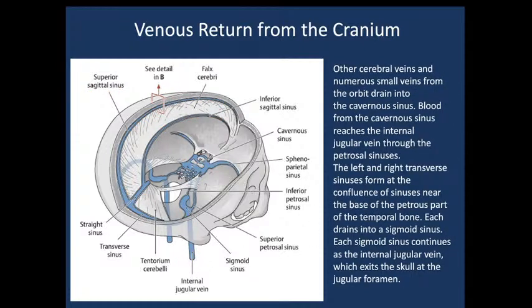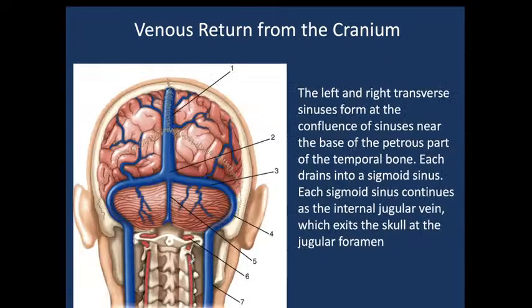Other sinuses I'd like to show you are the petrosal sinuses, inferior or superior. They come near the pyramid of the temporal bone, and they also empty into either the sigmoid sinuses or the internal jugular vein.